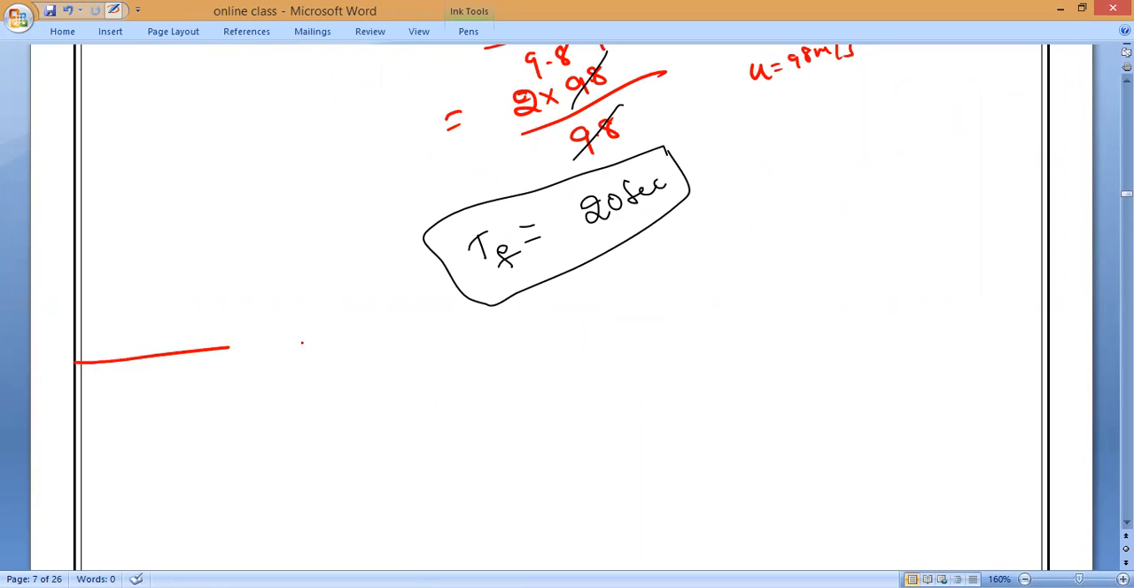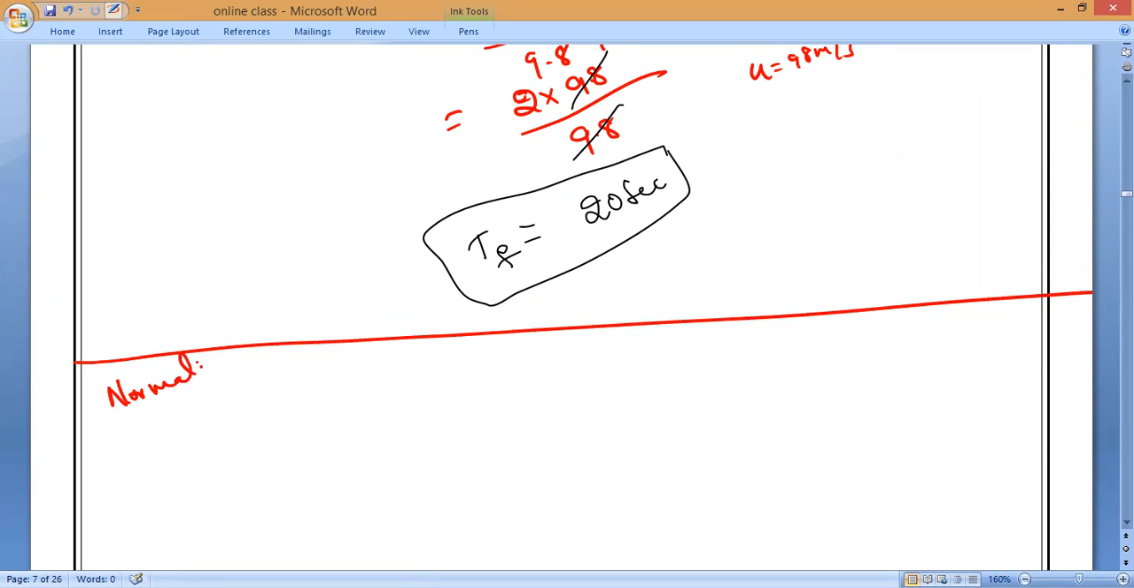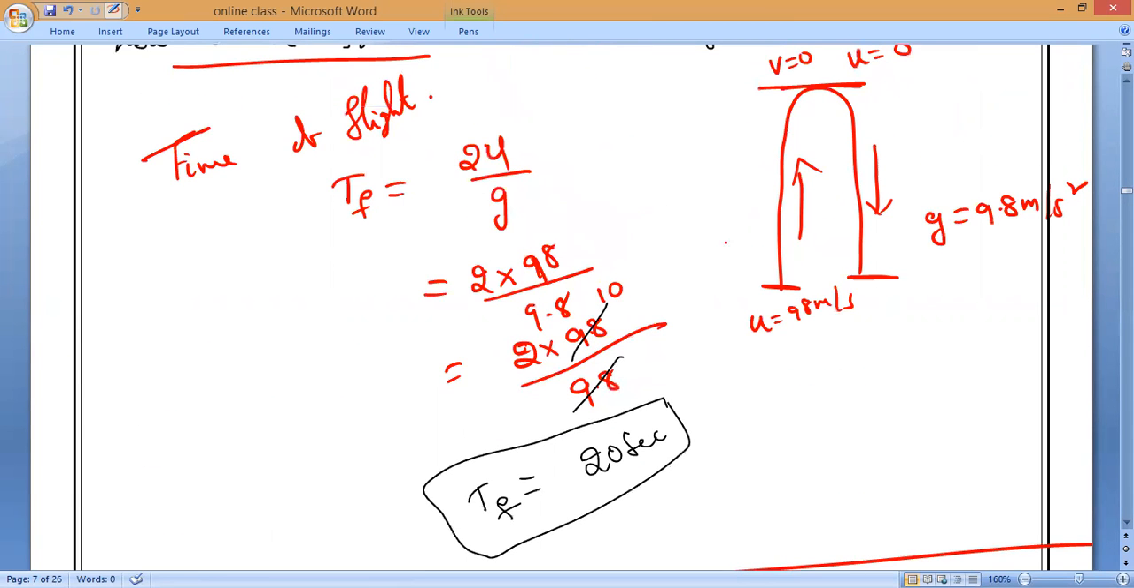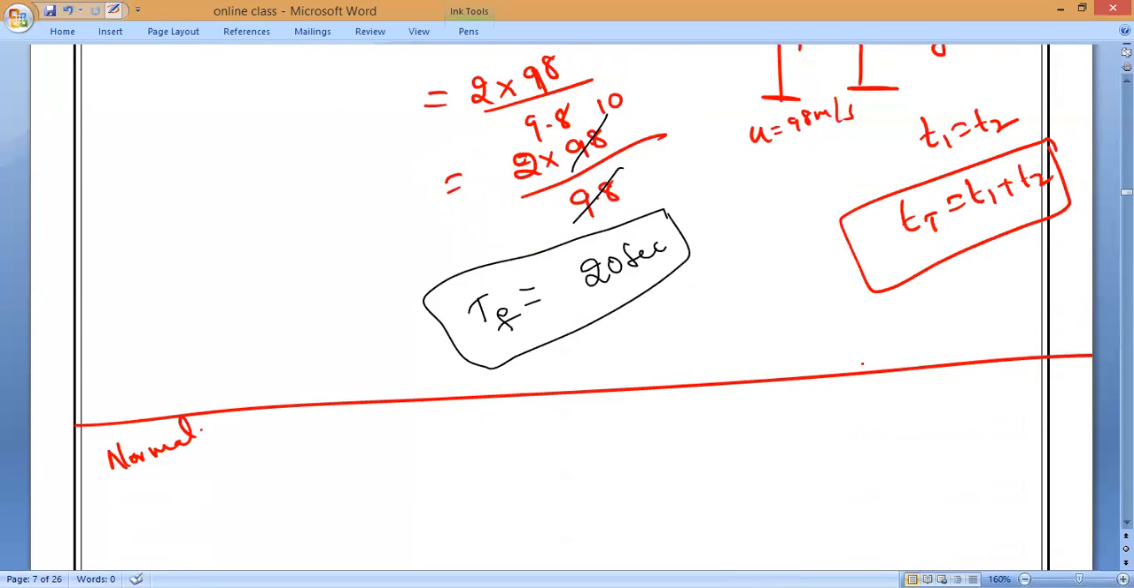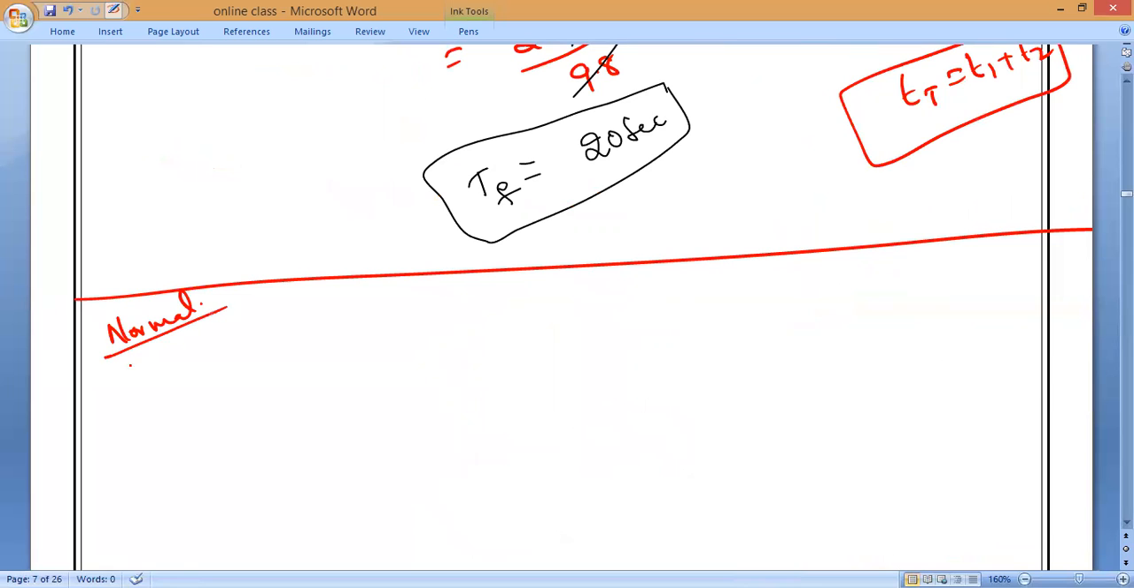Now our normal method. How do we solve it by the normal method? We have to find only the going time. This is T1 and this is T2. As we know, T1 is equal to T2. So the total time is equal to T1 plus T2. Is it yes or no, guys? Now let us see how much difficulty the normal method is.